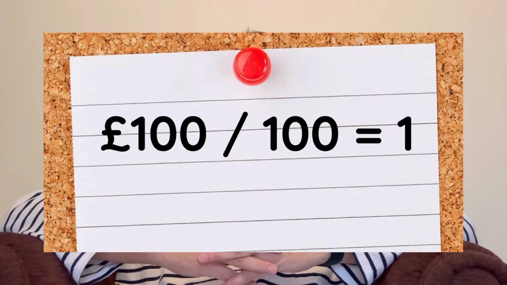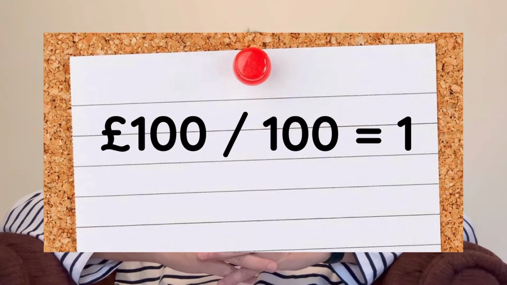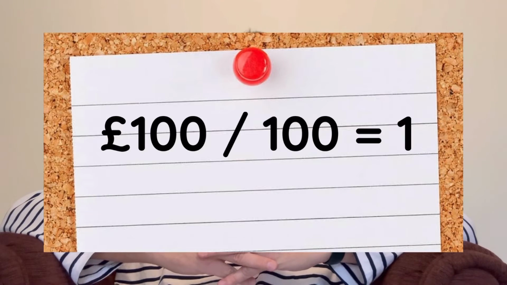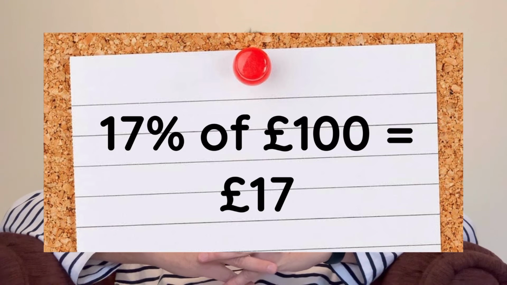So the first thing I'm going to do is get my £100 and divide it by 100. That's because 100% is the biggest percentage that we can have. So £100 divided by 100 gives 1. Once I've worked out that 1%, I'm then going to multiply it to get 17%. So let's try it. £100 divided by 100 equals £1. So 1% is £1. I then multiply that £1 by 17 to get my 17%, which is £17. So 17% of £100 is £17.